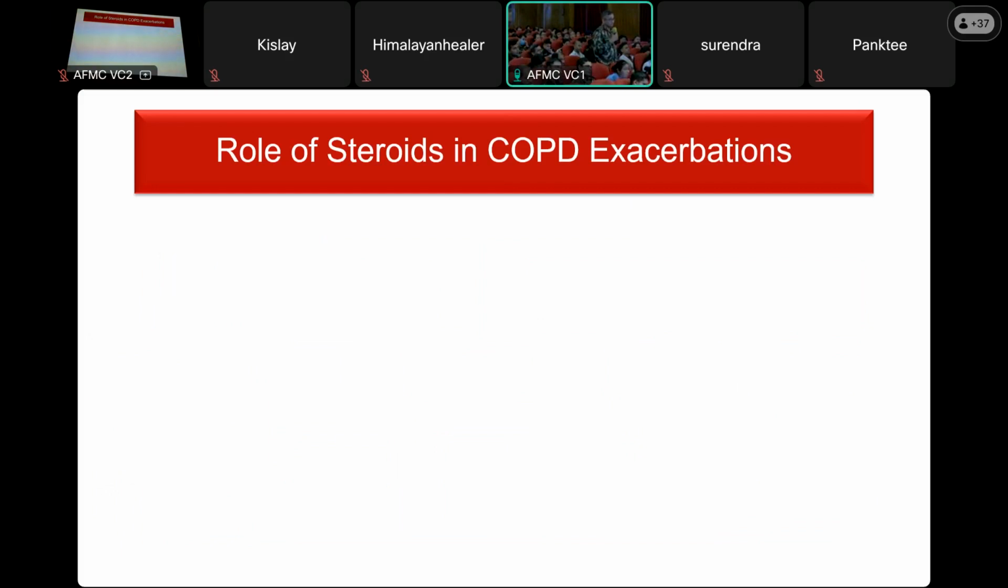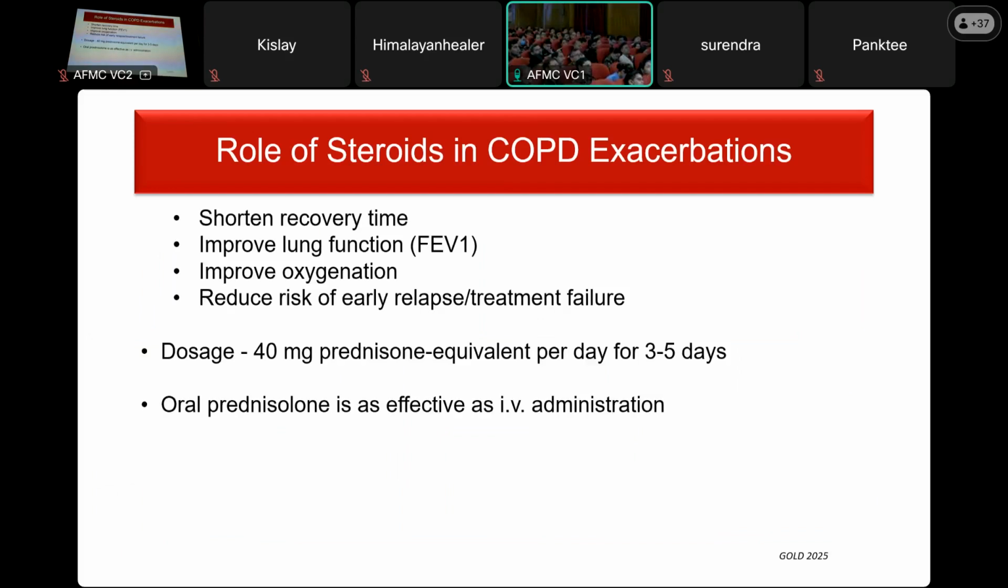Right. So steroids basically shorten the recovery time in COPD exacerbations. They improve lung function as well as oxygenation, and they also reduce the risk of treatment failure or relapse. And the usual preferred dosage is 40 milligram of prednisone for up to 3 to 5 days, and it is usually given orally. Next.